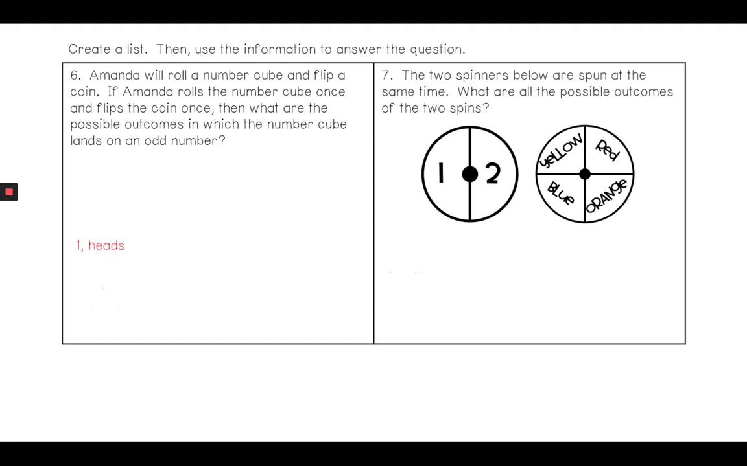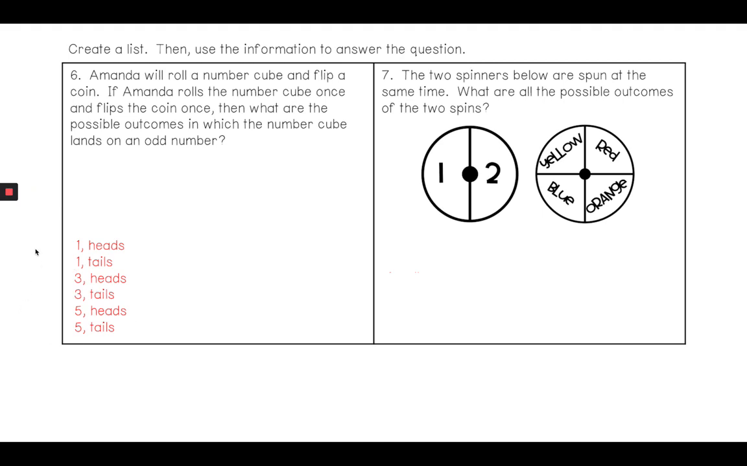So I would say, yeah, she could get 1 and heads, or she could get 1 and tails, or she could get 3 and heads, 3 and tails, or lastly 5 and heads or 5 and tails. Those are the possible things that could happen if she wanted to roll an odd number. Whereas the other stuff doesn't really matter, then that would be our list. Now, if she said she wanted to roll an odd number and get tails, then it would be 1 tails, 3 tails, 5 tails. But it only asks for the one thing to occur.